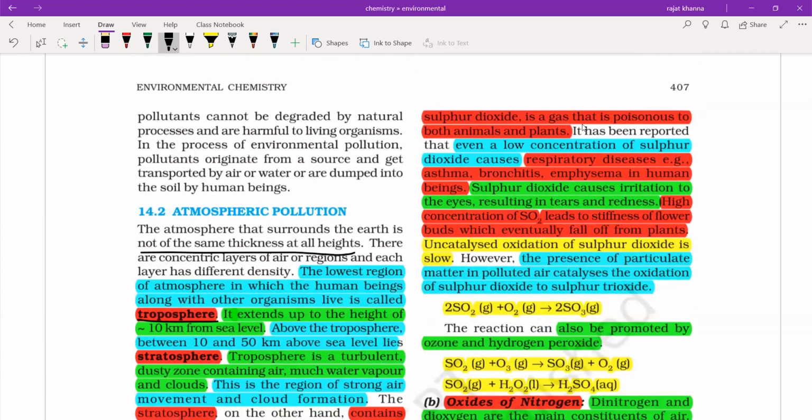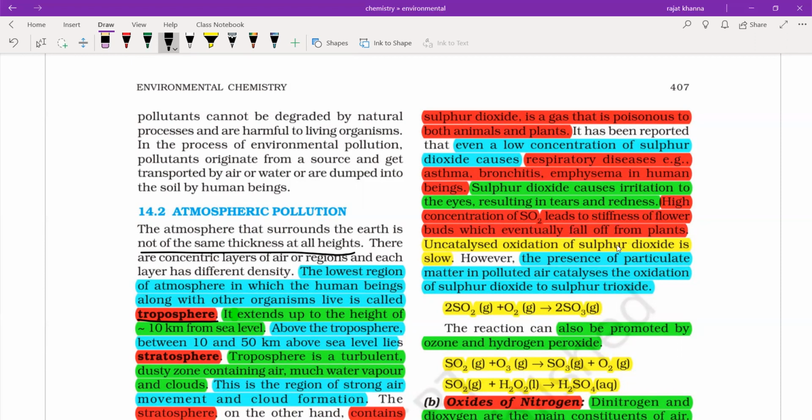Sulfur dioxide is a gas that is poisonous to both animals and plants. Even a low concentration of sulfur dioxide causes respiratory diseases. Sulfur dioxide causes irritation to the eyes, resulting in tears and redness. High concentration of sulfur dioxide leads to stiffness of flower buds, which eventually fall off from the plants.